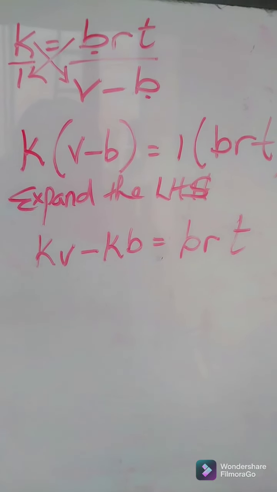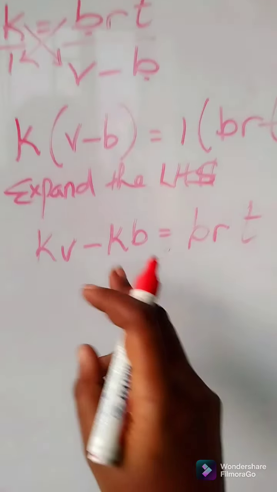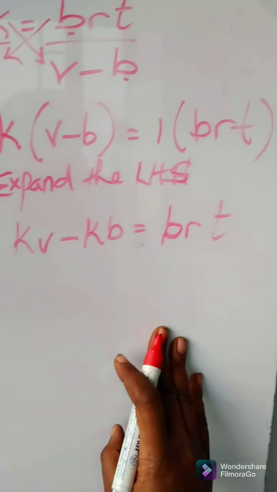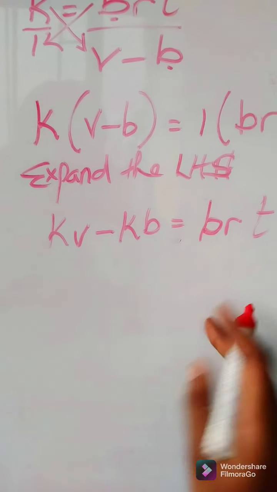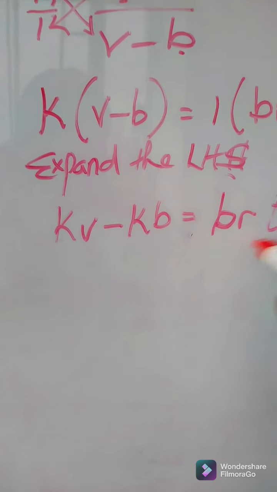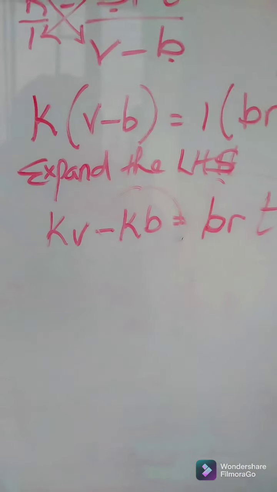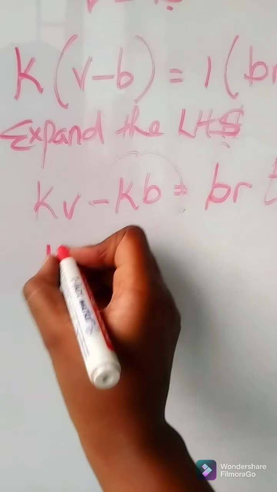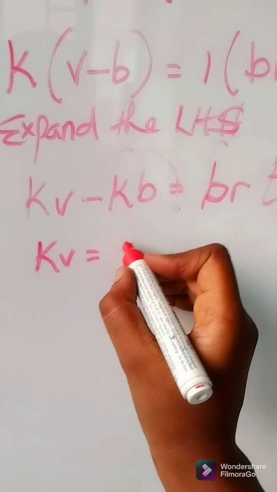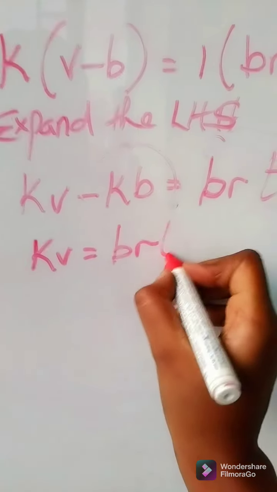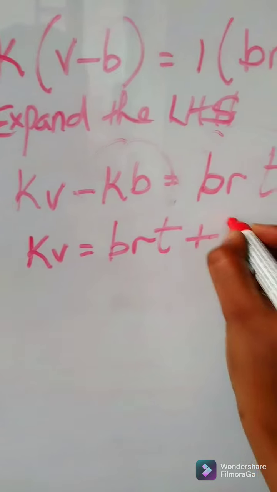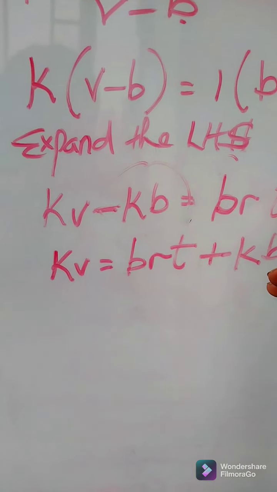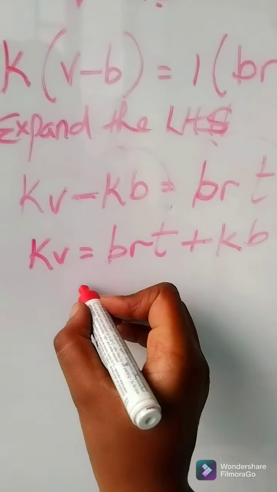Okay, so we're going to move anything that has b on it, any term that has b on it, to one side. So this term and this term will be isolated to one side. So what do we have? It will become kv equal to brt plus kb. Remember, minus kb jumps to the other side, becomes plus kb.